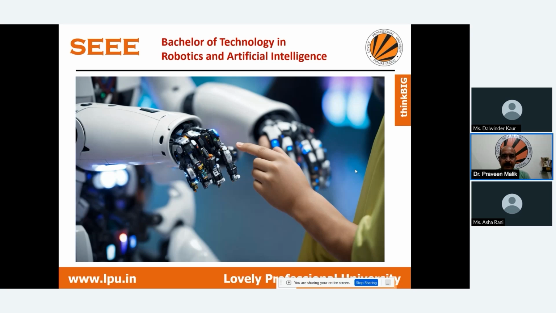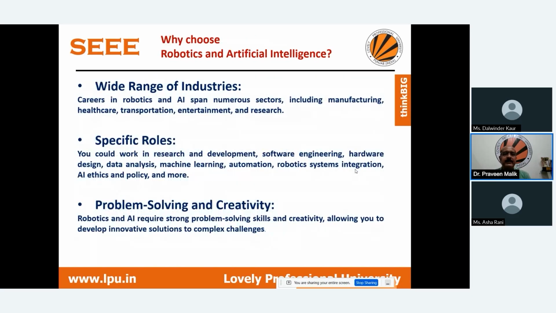So keeping this in our cognizance, we have introduced a new program, the BTech in robotics and artificial intelligence. Over here, you will learn about robotics and how you can incorporate AI in the field of robotics. Now, why should you choose robotics and AI? You have a very wide range of industries. You can make a career in robotics, AI, entertainment, transportation, research, or healthcare. In specific roles, you can work in R&D, software engineering, hardware and robotic systems, AI ethics, or you can become a policymaker also.